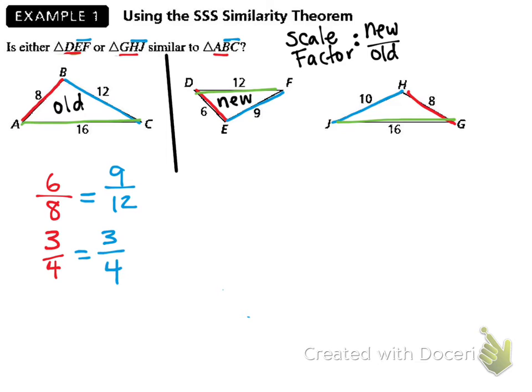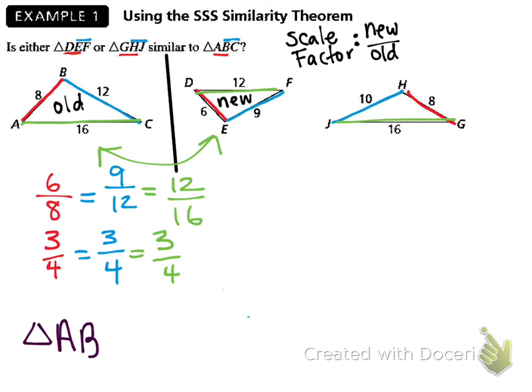3/4. Keep in mind it's called side, side, side, so we need to know all 3 sides just in case. All right, and then which one is the new length, 16 or 12? 12 over 16, which reduces to 3/4. So are all of the sides proportional? Do they all have the same scale factor? Yes. So these 2 are similar to each other. We're just going to write that down. Triangle ABC is similar to triangle DEF.